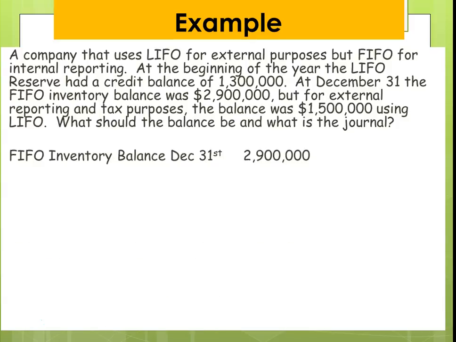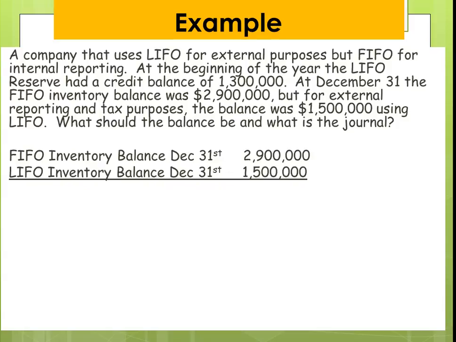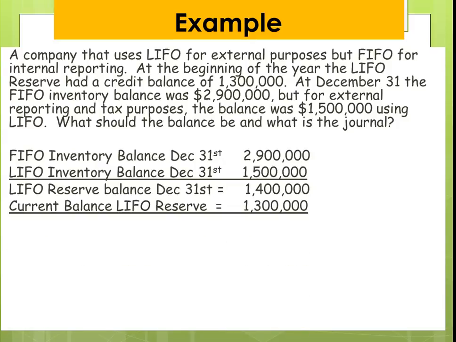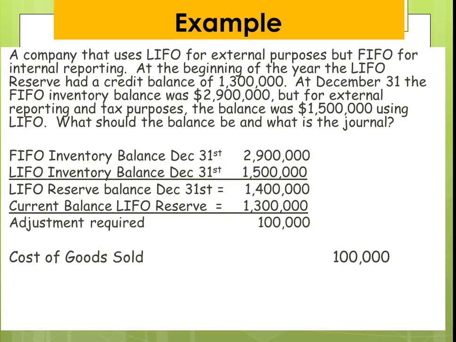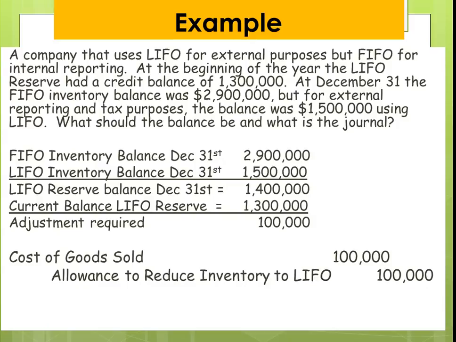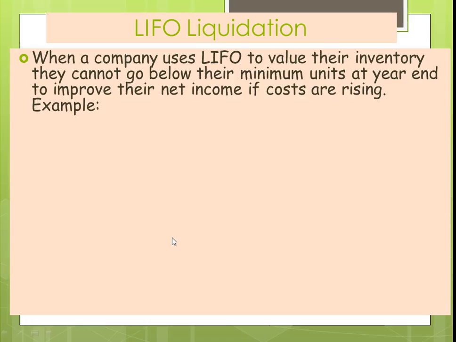First, we take the FIFO balance and subtract the LIFO balance, and it tells us the reserve account should have a balance of 1.4. We subtract the current balance, which tells us we have to book an additional $100,000 to cost of goods sold and increase the allowance to reduce inventory to LIFO. So that's how you handle the LIFO reserve.